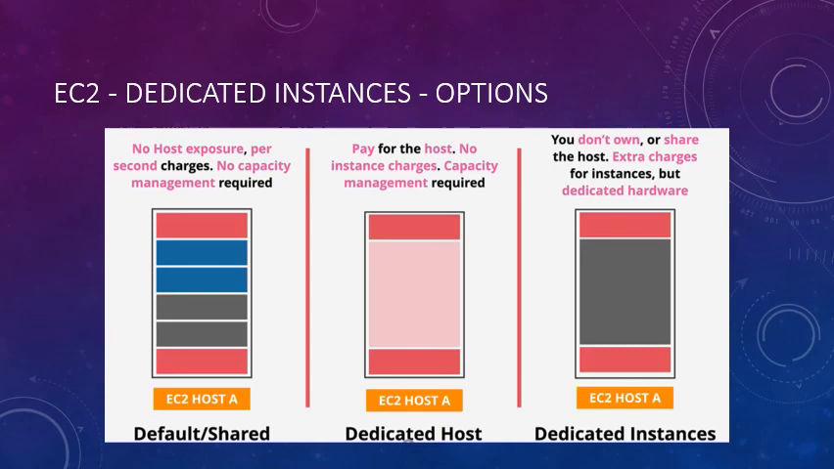Option 1, default shared. The second option is dedicated host, where you pay for the host itself and no instance charges. And capacity management is required in this dedicated host mode. You have to be careful that you don't go over the top of the capacity for that hardware. The third option is dedicated instances. You don't own or share the host, but extra charges happen for the instances, but you do have dedicated hardware. So in other words, you don't manage the host, but you do have dedicated hardware, so nobody else can use your hardware. So they're the three options.